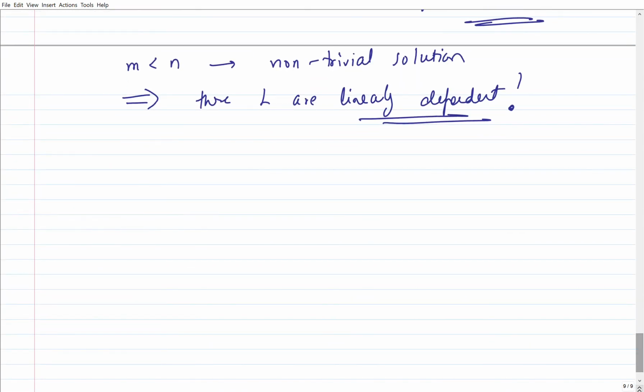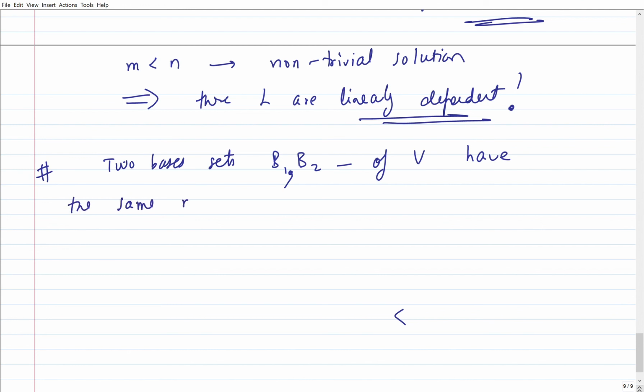Some trivial corollaries of this you can read from the book: two basis sets, which we call B1 and B2, that means these span the vector space and are linearly independent, of a vector space, have the same number of elements. It's really easy to show. Just think about it a bit and you can actually read it from the book as well.